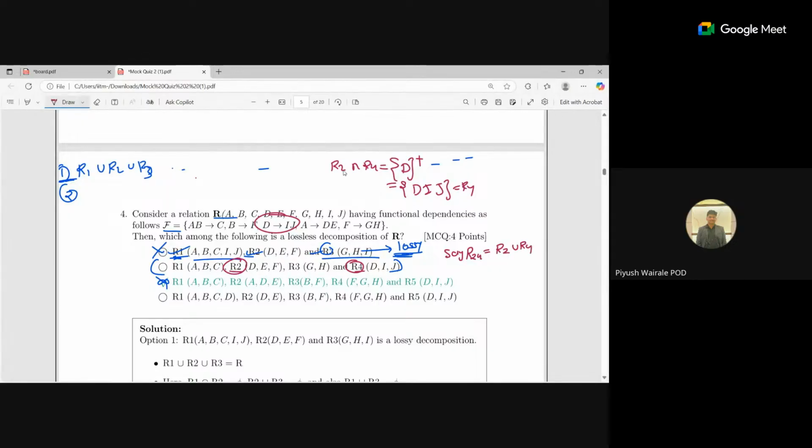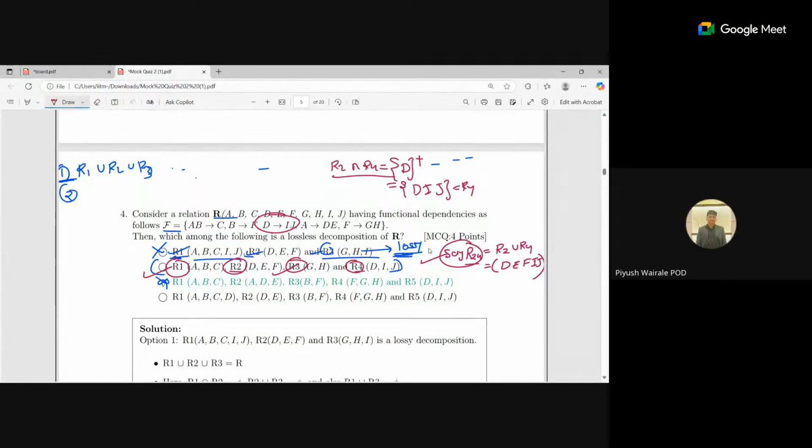Now, once you find out that we can join those decomposed relations, we say R24 is basically R2 union R4, because we can join this relation. So we'll get the attributes D, E, F, I, J in the output, right? Now we have R24, R1 and R3. Out of these three, which table can we join? None. Nothing in common.